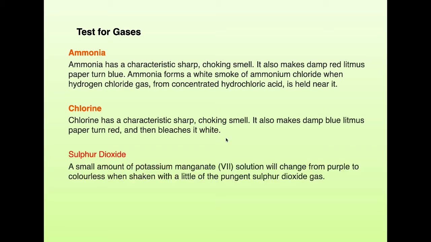Sulfur dioxide, nasty. It's actually a substance that can be oxidized by potassium manganate(VII), which is purple or pink if it's got a low concentration. A small amount of this potassium manganate(VII) solution will go from purple or pink to colorless when it's shaken with a little of the sulfur dioxide. Okay? The sulfur dioxide reacts with potassium manganate(VII) solution, which will decolorize. It goes from pink, purple to colorless.